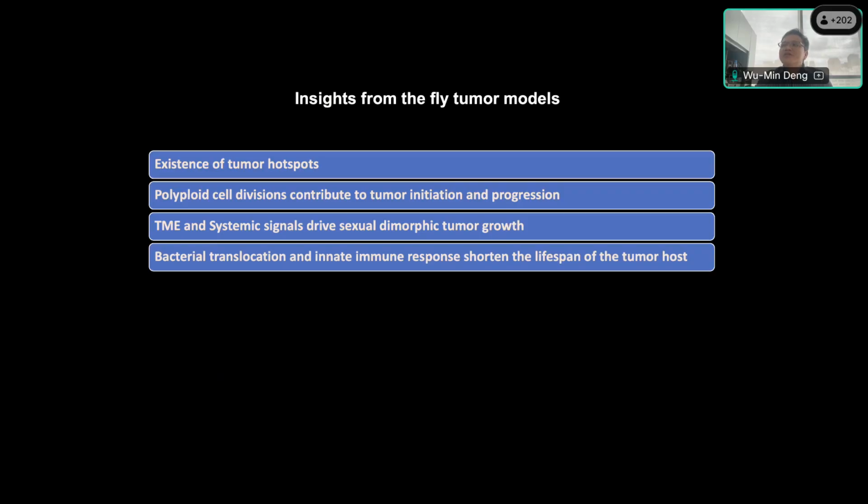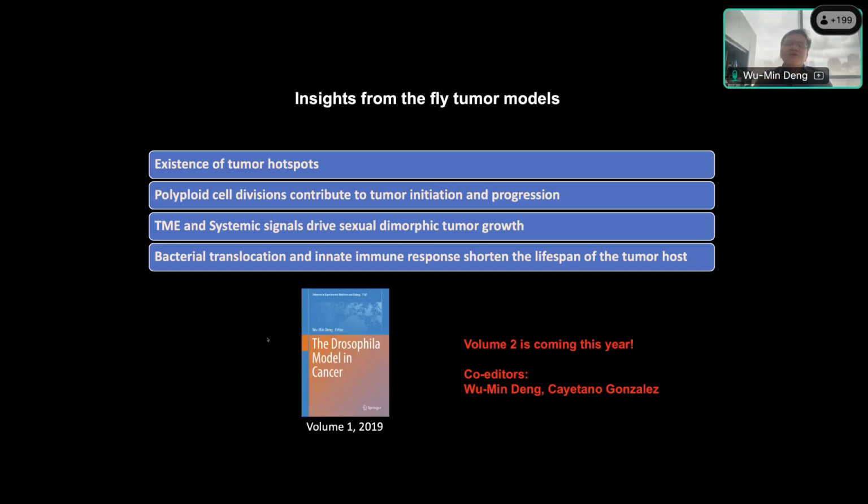So to summarize, I've shown you the insights from our tumor model studies: there exist tumor hotspots, and some of those tumor hotspot cells are polyploid cells, and they can contribute to tumor initiation and progression. There's also a tumor microenvironment and systemic regulation of tumor growth, and we also noticed that bacterial translocation and the immune response are related to the tumor host response as well.